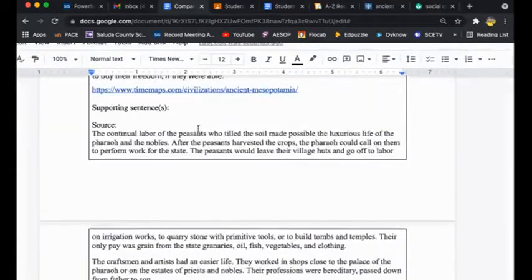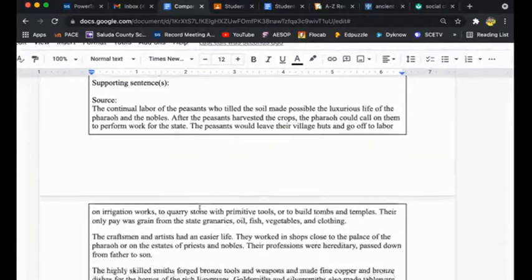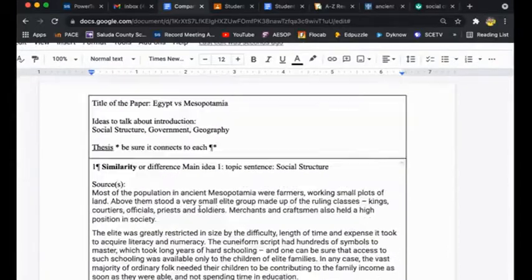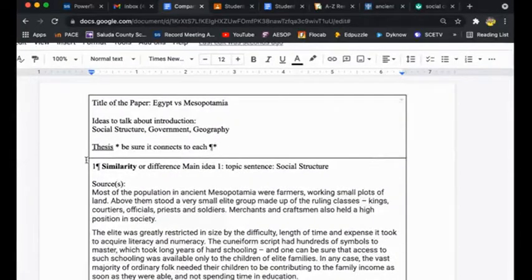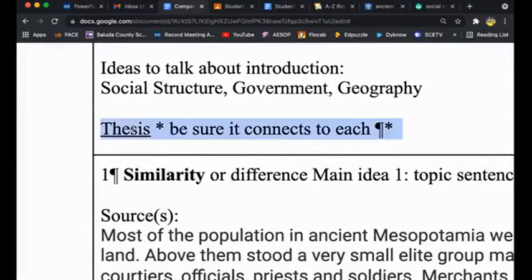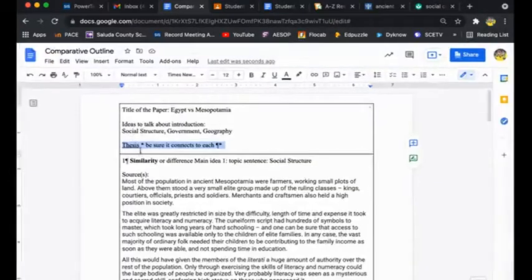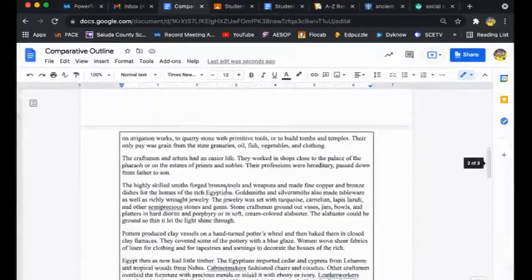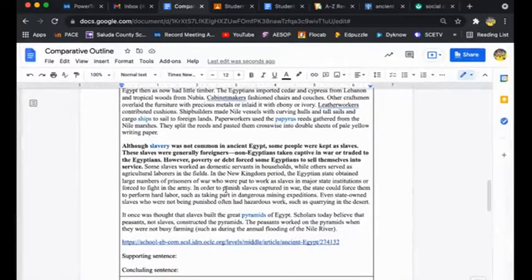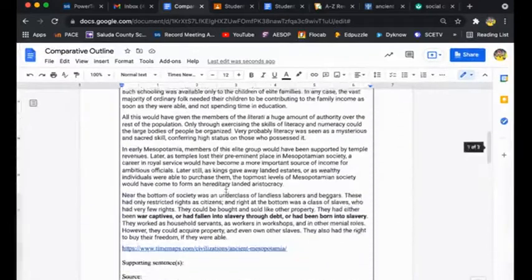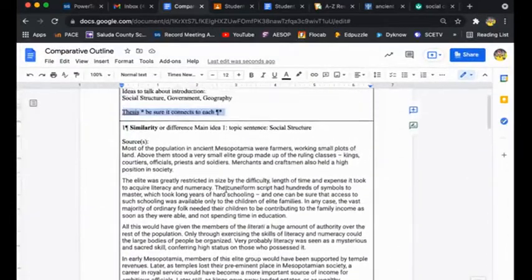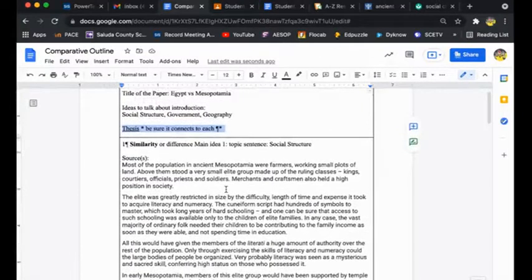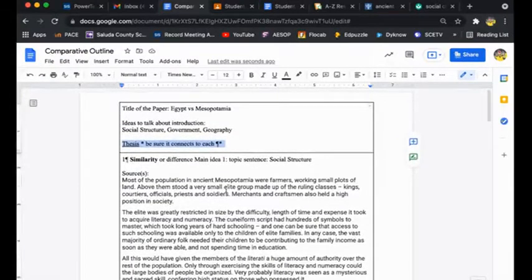But remember, when you are making these comparisons, you also are going to have to make a thesis and be sure that your thesis, your underlying argument, relates to all these paragraphs. But I highly recommend, if you're working with partners, I highly recommend y'all divide this up so it won't be so complicated.